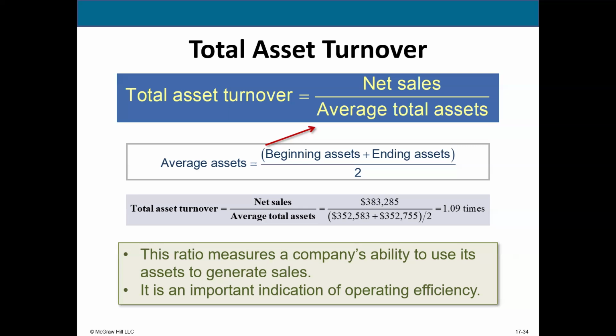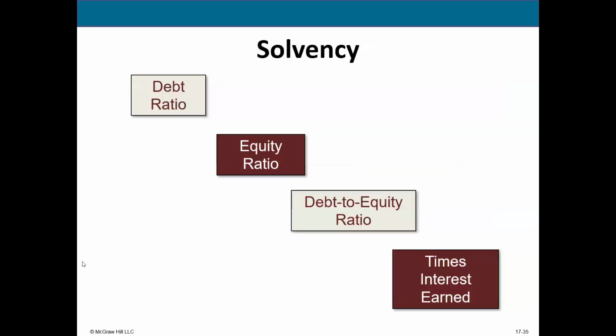Yeah, 1.09 times for the total asset turnover. It's pretty good. Very good. It's an important indicator of efficiency. So now we've done efficiency and liquidity ratios. Let's move into solvency ratios.